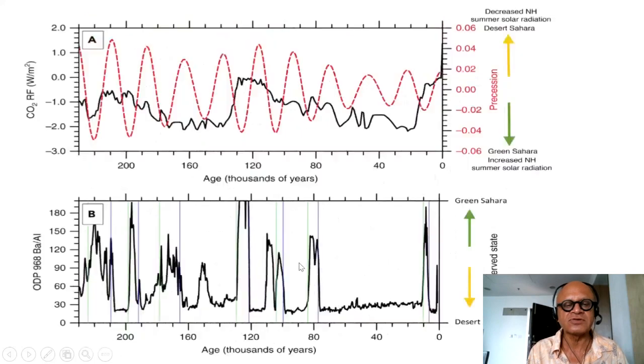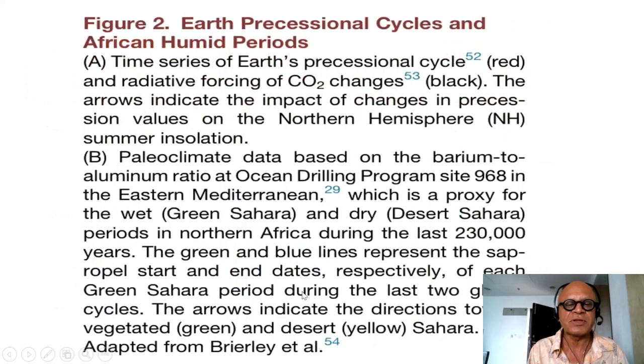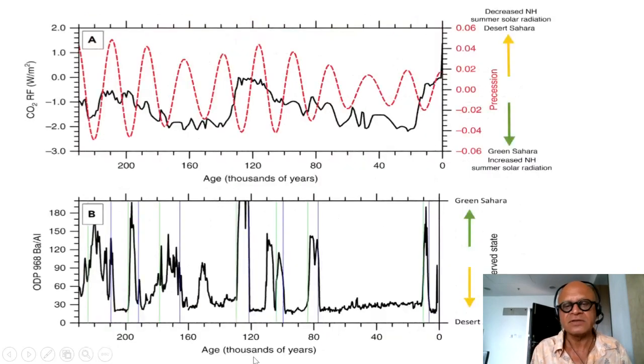During the last 230,000 years, the green and blue lines here represent the sapropel start and end dates respectively of each green Sahara period during the last two glacial cycles. The arrows indicate the directions toward vegetated and desert Sahara. Okay, so that's just these lines here. So you can see when green Sahara happens, sapropel accumulation increases. When drying happens, then it ends. So you have multiple green periods during these 230,000 year cycle.